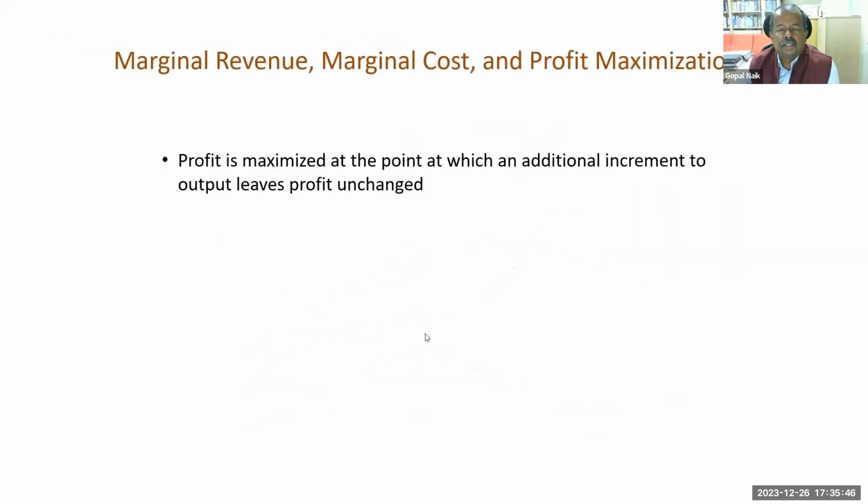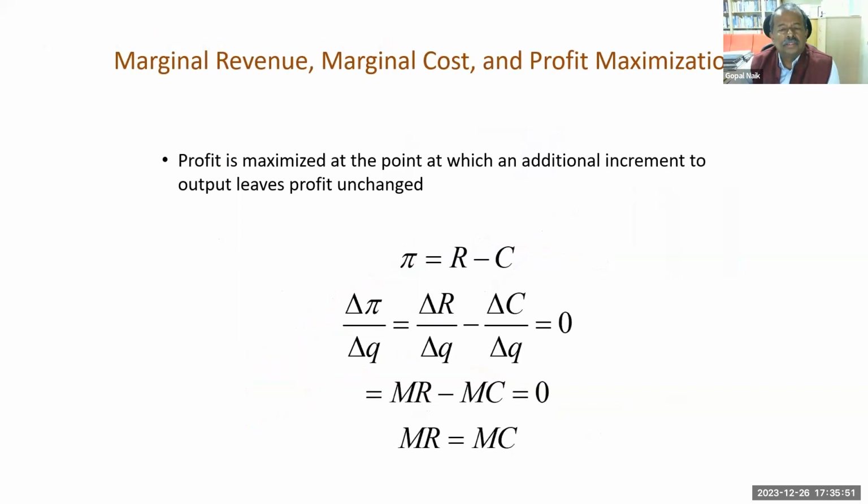The slope of the revenue curve is the marginal revenue curve, and the slope of the cost curve is the marginal cost. And when they are equal, that's the profit maximizing level of output to be produced.